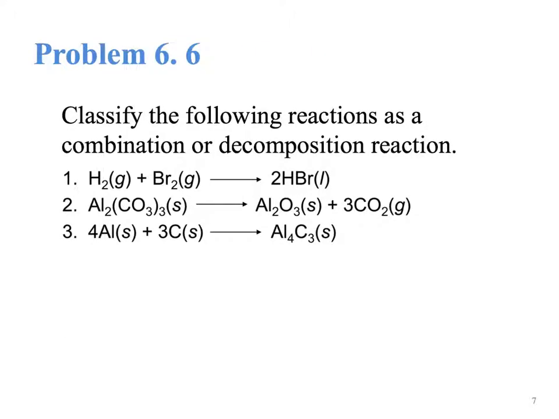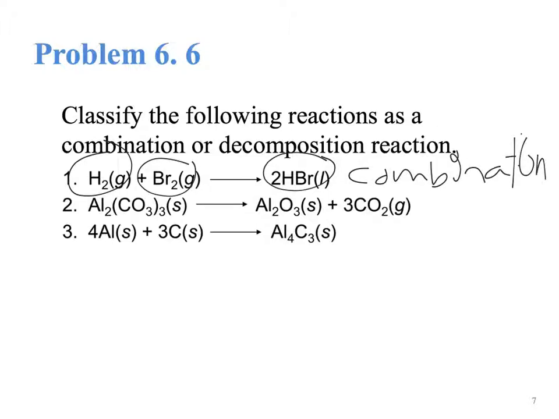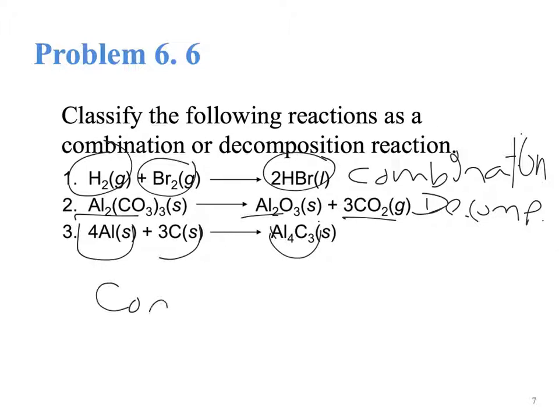Let's classify each one of the following. We have hydrogen and bromine that form one. This one is a combination. We have here aluminum carbonate to form aluminum oxide and carbon dioxide. So one that form two. This one is decomposition. And this one over here, aluminum and carbon to form aluminum carbide. So this one is combination.